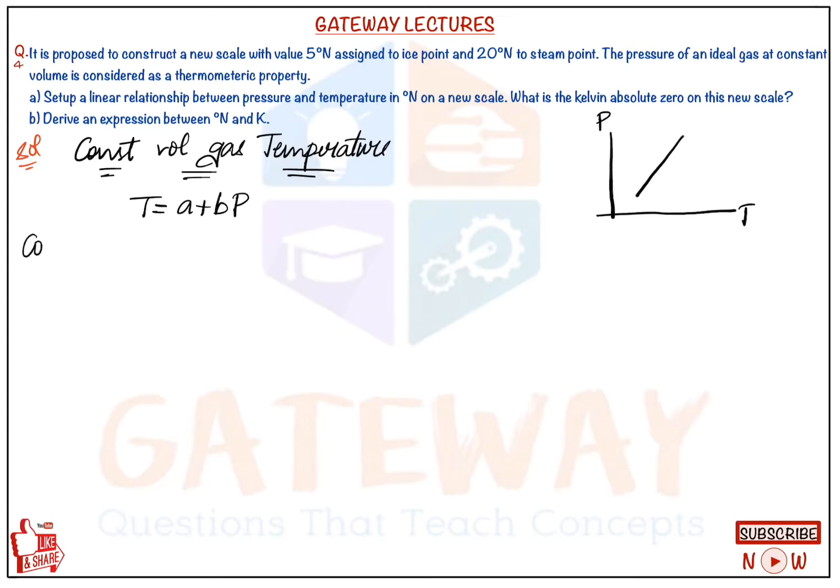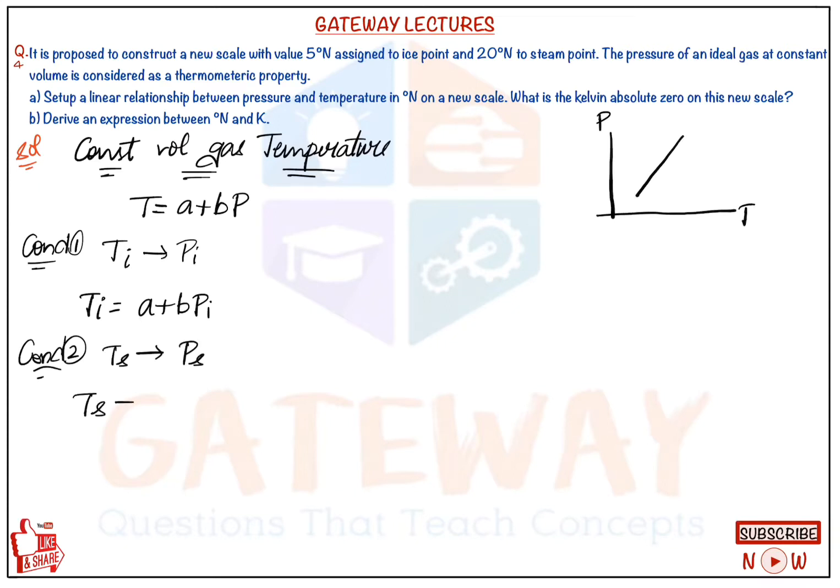And here our first condition given, condition 1 is ice point value is T ice. At T ice the pressure will be P ice. So from that T ice is equal to A plus B P ice. And the second condition is steam point given. So the temperature at steam point will be T s and the pressure at the steam point will be P s. So from that T s is equal to A plus B P s. Right, we want two equations here. We'll just subtract equations to get the constant value B. Actually T s will be greater than T ice, so we'll do T s minus T ice, equation 2 minus equation 1.